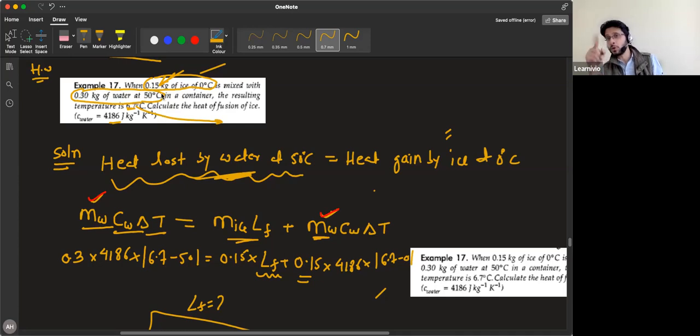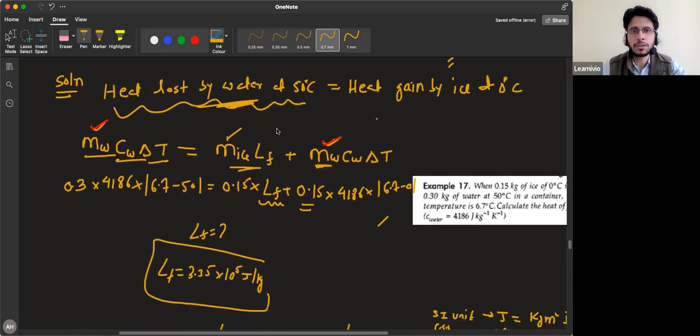I'm repeating again. When 0 degrees Celsius ice absorbs some heat, it will absorb heat in two steps. In the first step, it will melt. In the second step, its temperature will rise. So this is mass of ice into latent heat, plus mass of water into specific heat into change in temperature. And this is for the water: mass of water, specific heat of water, change in temperature. Initially it is 50, finally 6.7. I'm using modulus because it's heat loss. Mass of ice into latent heat of fusion, and this latent heat of fusion is 3.35 into 10 raised to power 5 joules per kg.